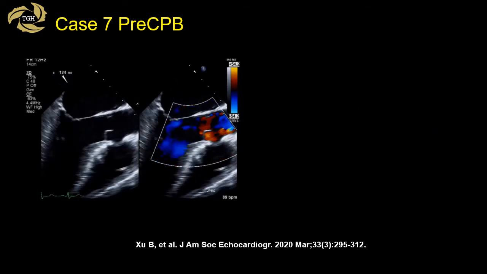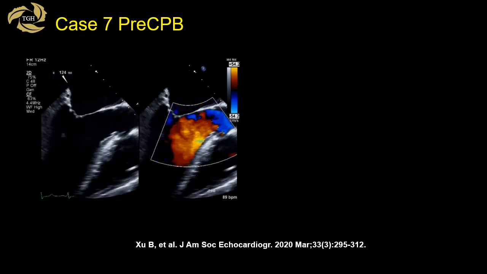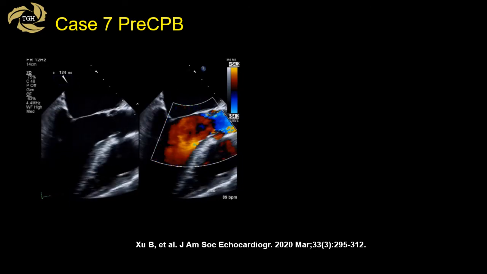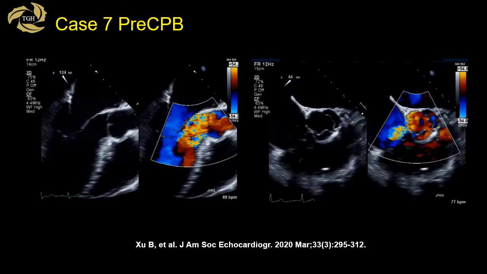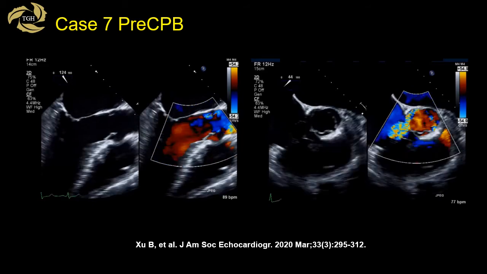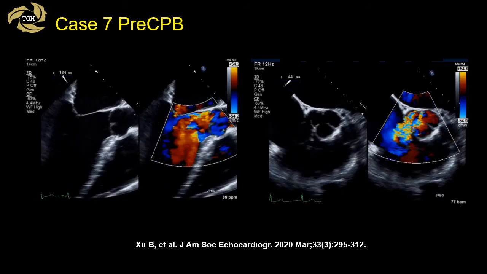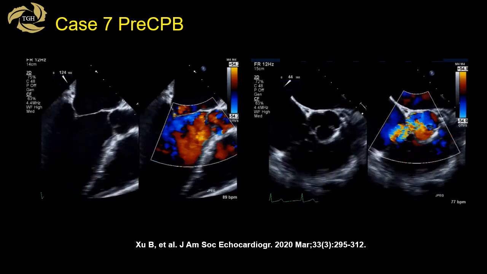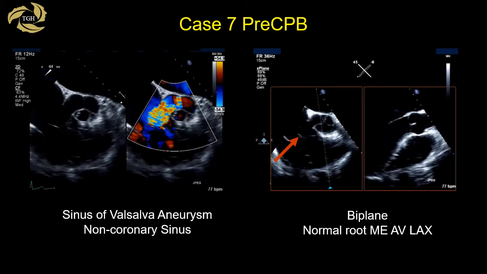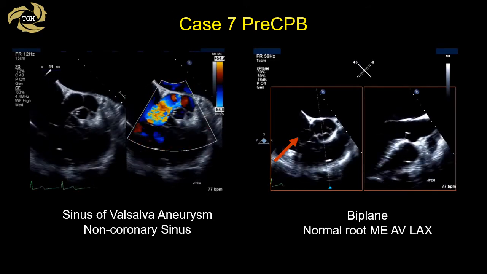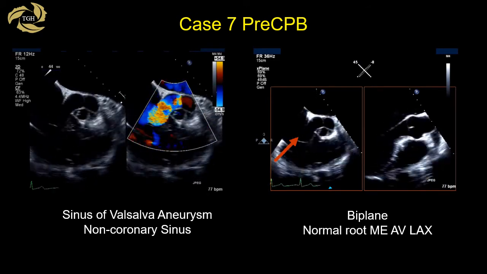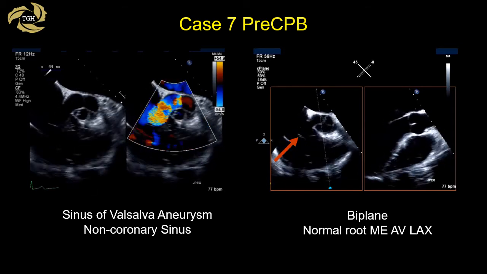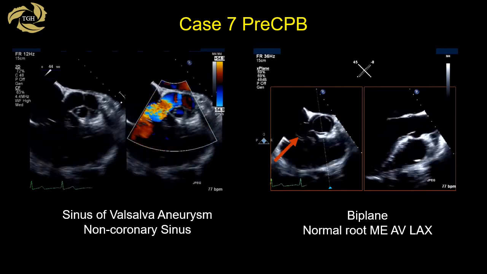The mid-esophageal long axis view shows a fairly normal aortic root, but significant aortic insufficiency. The aortic valve short axis view clearly shows the pathology as a sinus of Valsalva aneurysm of the non-coronary sinus. Biplane imaging helps you to understand why the long axis view does not show any pathology, as the short axis plane does not cut through the disrupted portion of the sinus.